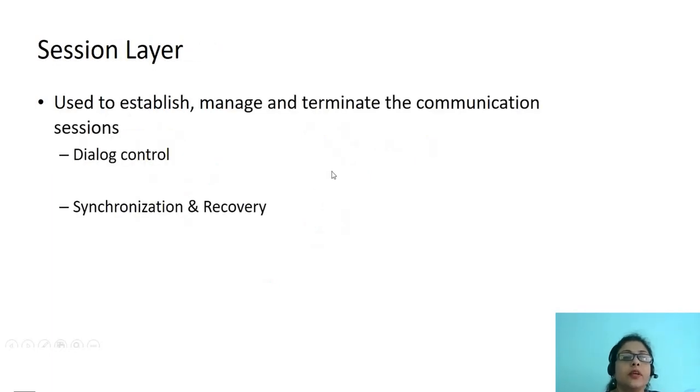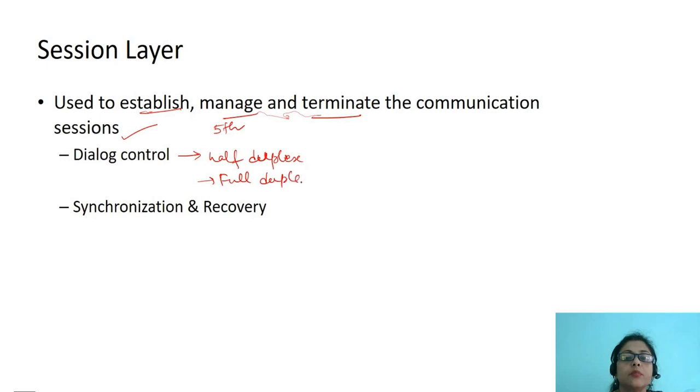Next is the session layer. Session layer is used to establish, manage and also terminate the communication sessions between the two parties, and it is the 5th layer of the OSI model. Mainly it controls dialogues or sessions between the two parties happening during communication. It uses either the half duplex mode of communication or full duplex mode of communication. So for each session, this dialogue control is necessary.